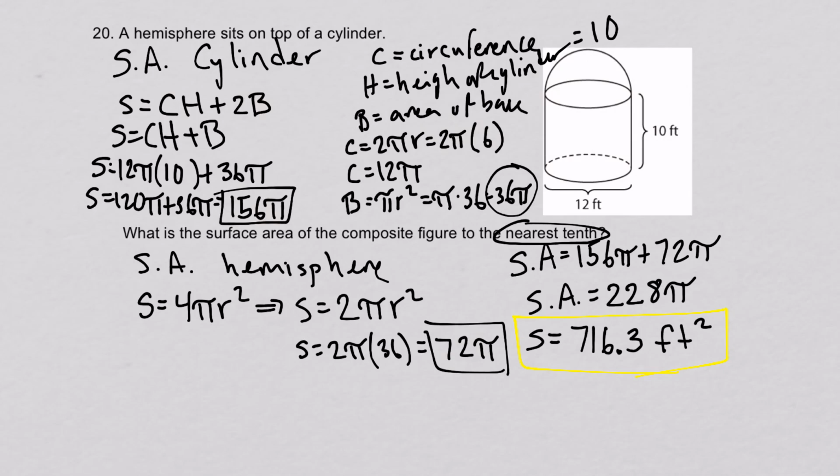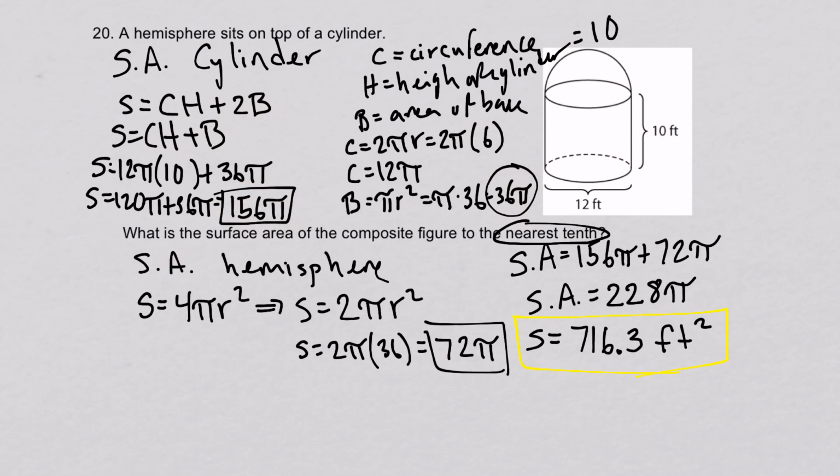So once again, let me just recap real quick. You will find the surface area of the cylinder using this formula, but taking out one of the b's, because it only has one base, it does not have two bases. So we use this formula instead, because you can see it only has the bottom base. The top base is not included because it's being covered by the hemisphere. So use that formula. C stands for circumference, which is 2 pi r. H stands for the height of the cylinder, which in this case was 10. B stands for the area of the base, which is going to be pi r squared. In this case, it ended up being 36 pi. Plug them in, and we ended up with 156 pi.